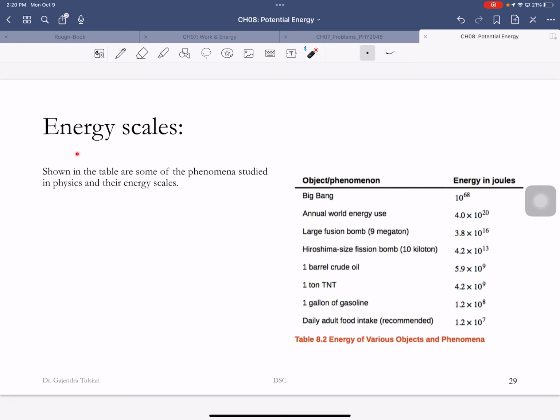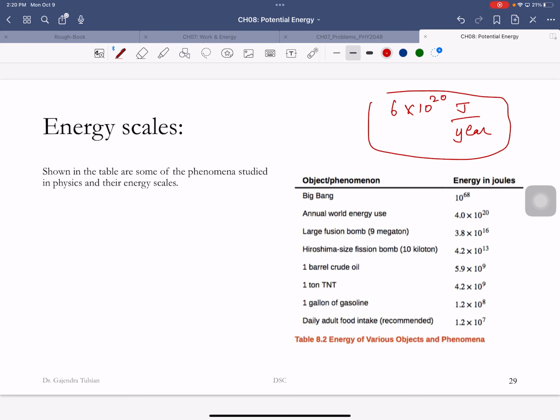Here are some interesting numbers on energy scales. That was the initial energy of the universe at the Big Bang and so on. Here's your daily food intake and so on. Annual energy use, the world uses actually 6 times 10 to the 20 joules per year. And your goal is to get this energy from solar and wind, soon.